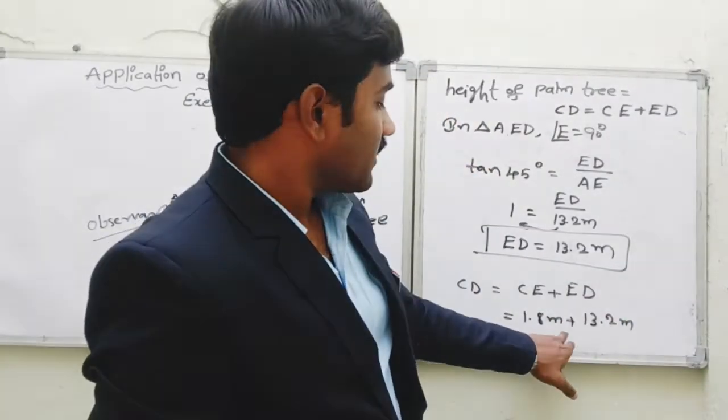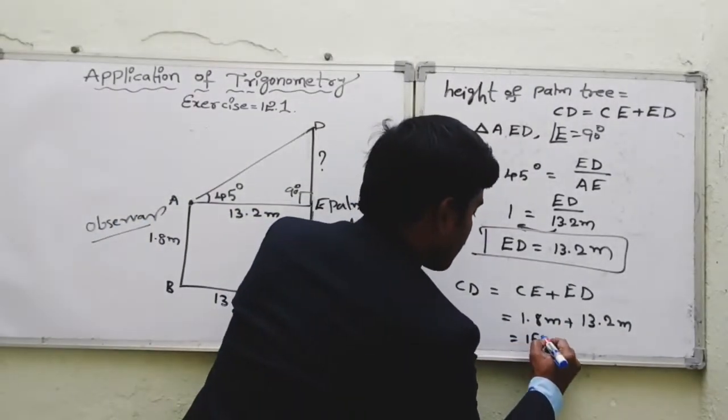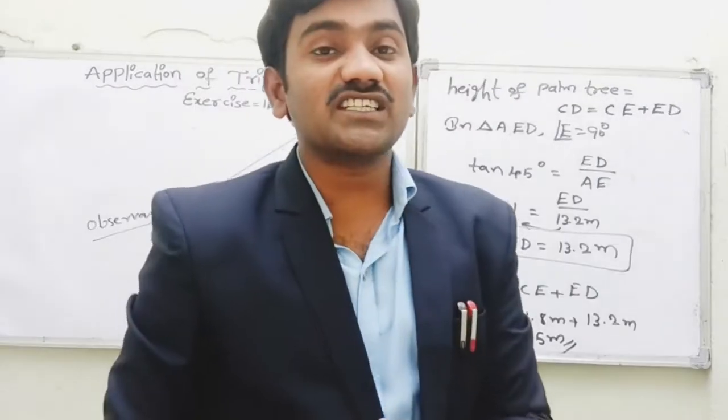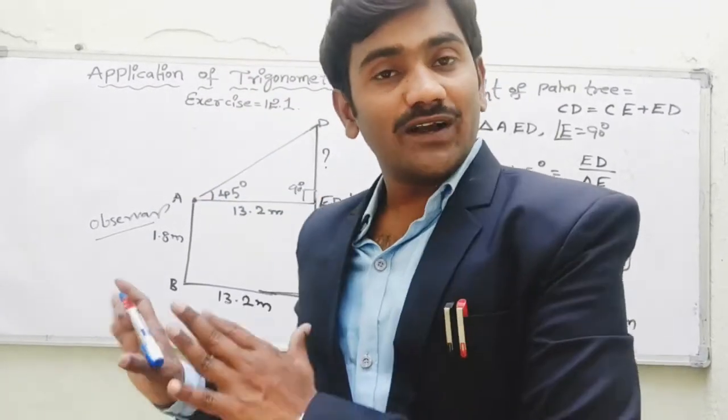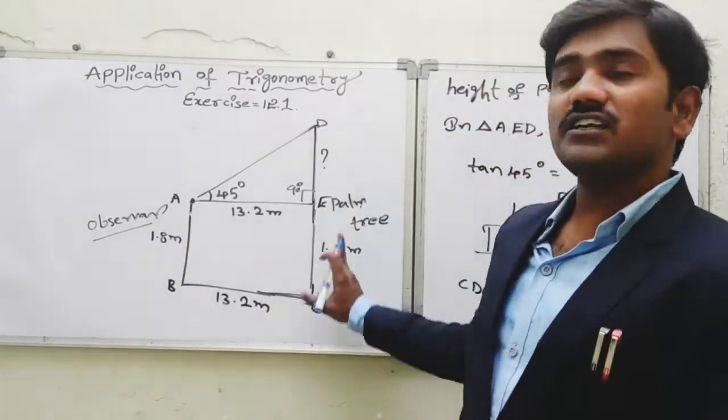Now add it. Here 0.8 is 14, 14 and 1 is 15 meters completely. So this 15 meters is the height of the plant tree. I hope you understand this. See that clearly, the picture is here. Here is the observer, and here is the plant tree.